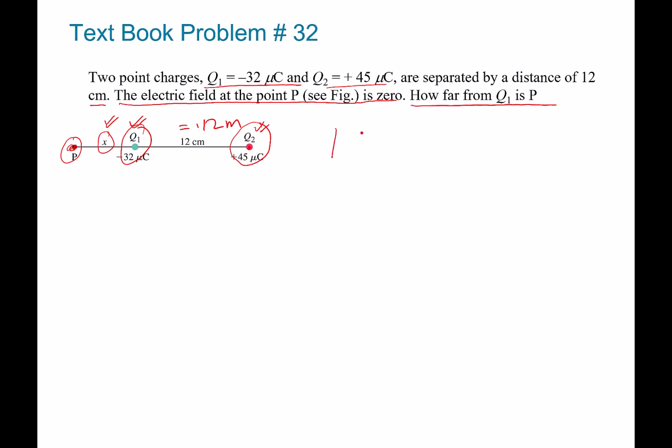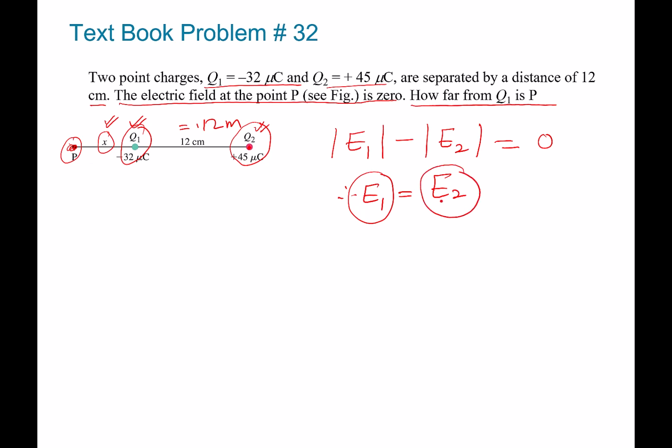So there's only one scenario when the electric field due to E1 and E2 at P will be 0: if they come out to be like this, which means the magnitude of the electric field E1 must be equivalent to the magnitude of electric field E2. This is the electric field experienced at P due to charge Q1, and this is the electric field experienced at P due to charge Q2. So we first find E1 and E2.